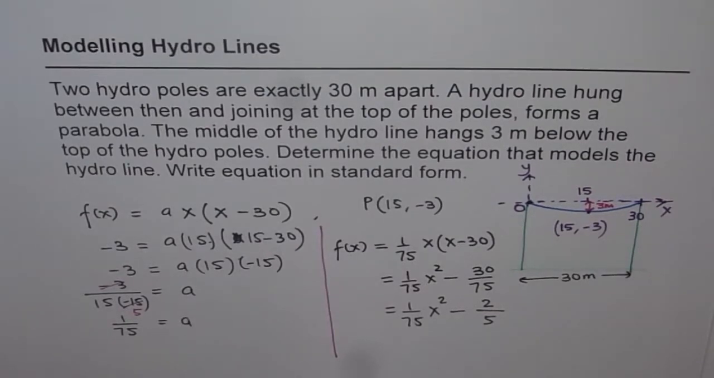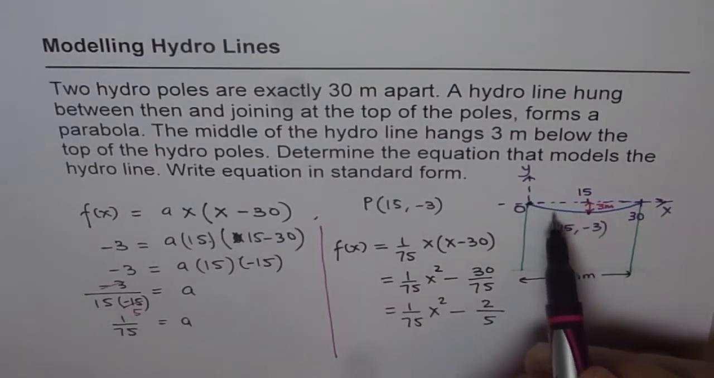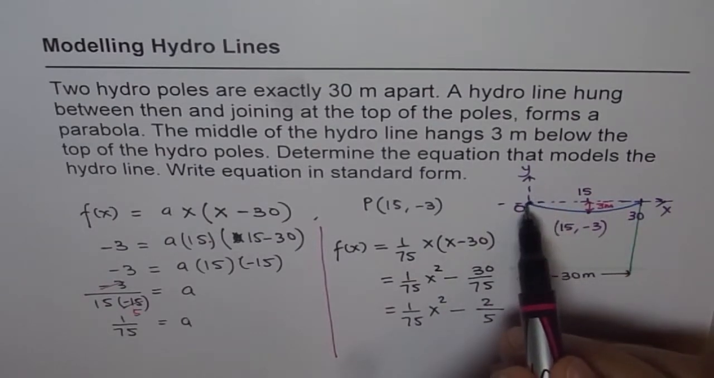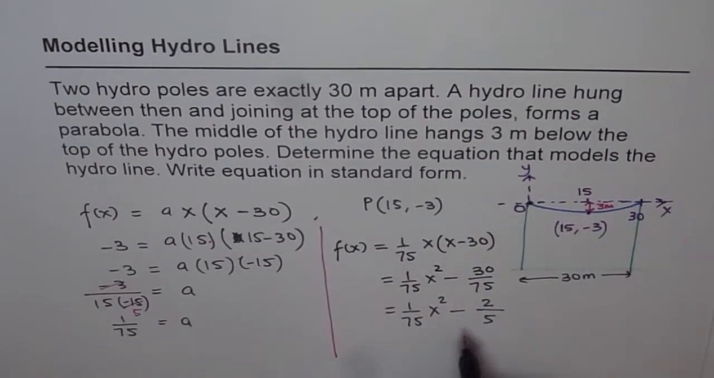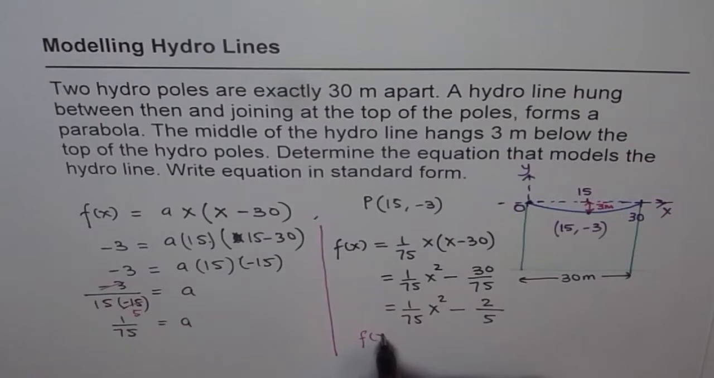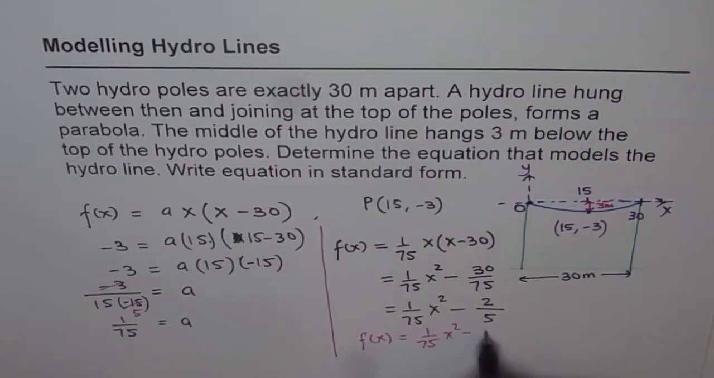So initially we can assume that our axis is on the top of the pole, then we get that equation, and that is the answer. f of x equals 1 over 75 x squared minus 2 over 5 x. Thank you.